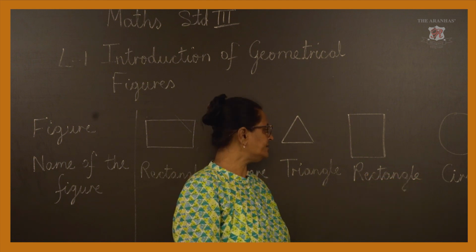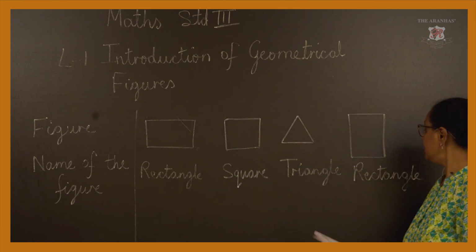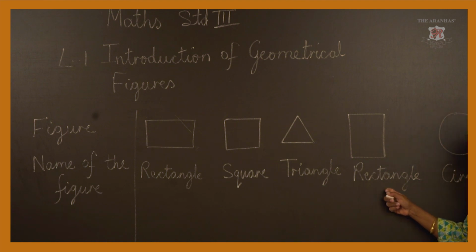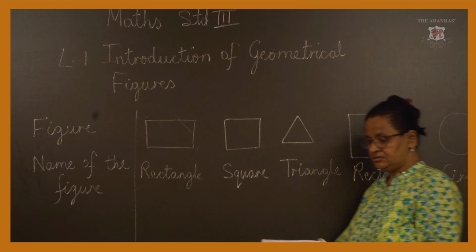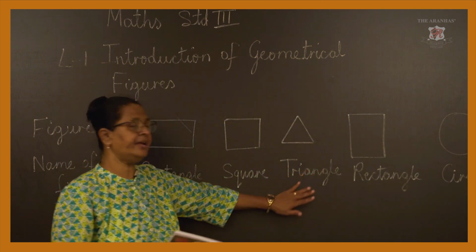Rectangle, rectangle. Rectangle, rectangle. Done? Circle, circle, circle. Circle, circle. Done? Have you all done till here?